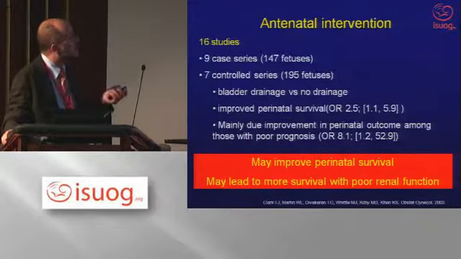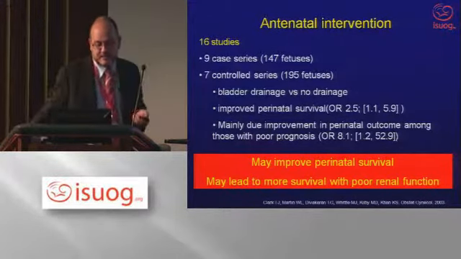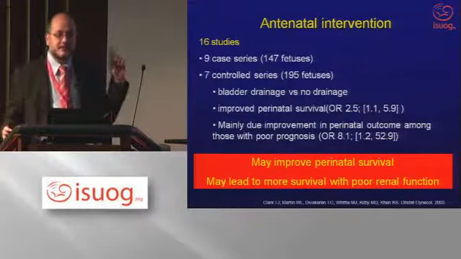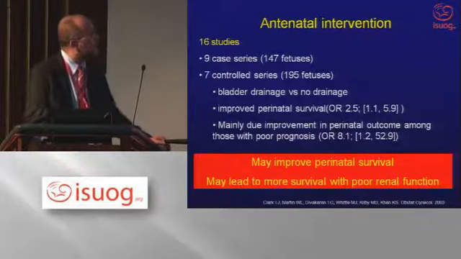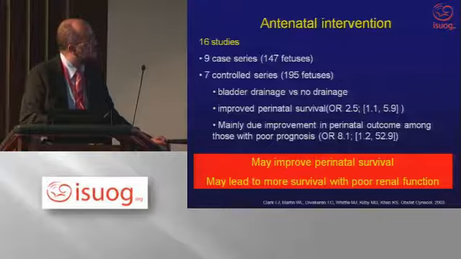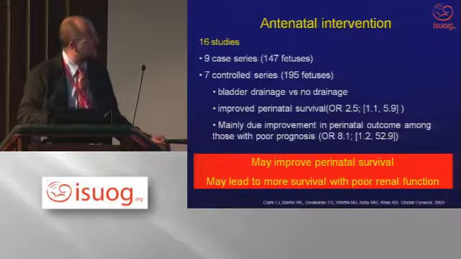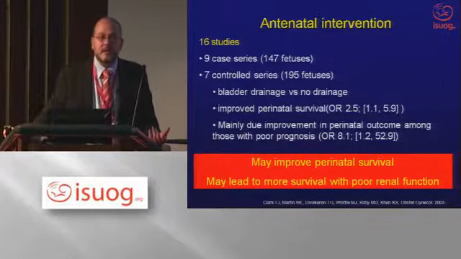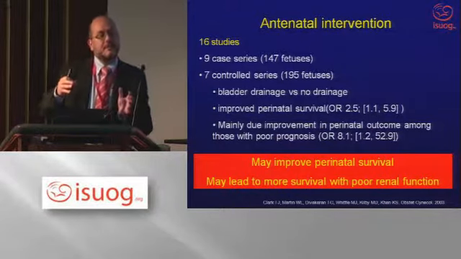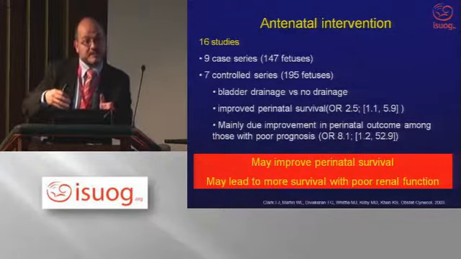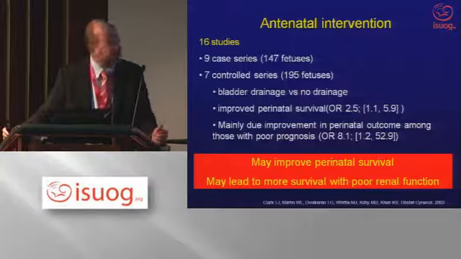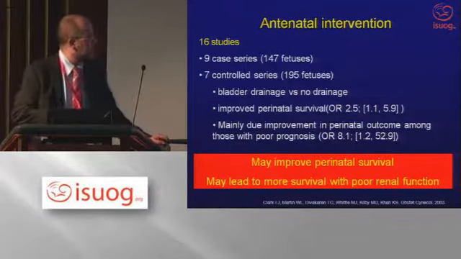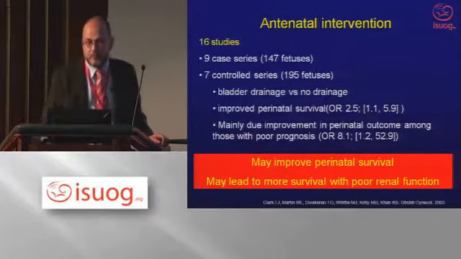If you look at the 7 controlled series, which includes just under 200 fetuses, where they looked at bladder drainage versus no drainage, these are case control series, not randomized series. It appears that there's improved perinatal survival, just significant, but most of that survival is due to improvement in those with very poor prognosis. In other words, what you might be doing is transferring babies that have very poor prognostic indicators in terms of long-term renal dysfunction and improving their survival, but obviously survival with major difficulties. So it may improve perinatal survival, but it may lead to more survival with very poor renal function.